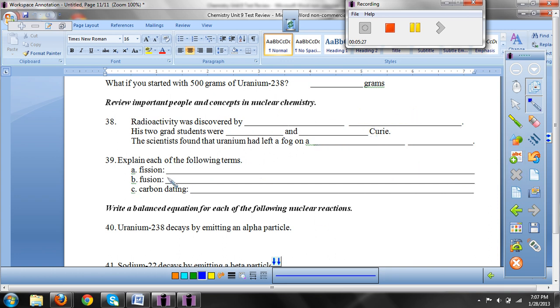Fusion is the bringing together. To fuse something means to join it together. Bringing together of two lighter nuclei to make one heavier, plus some energy. That's another product, some energy.